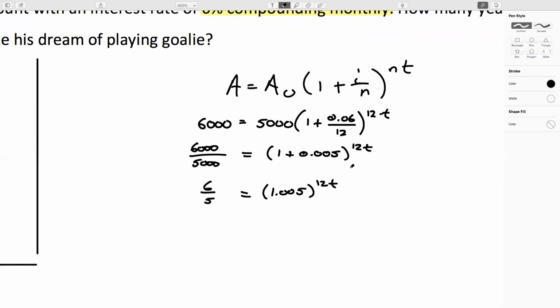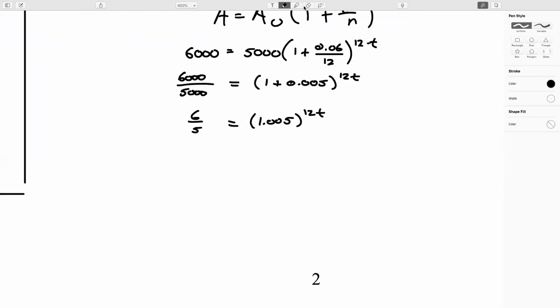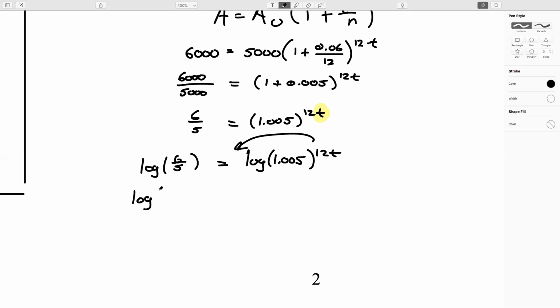And now we're at the point where we can take the log of both sides. We need to get access into our exponent. So take the log of both sides. Log of 6 over 5 equals log of 1.005 to the 12t. We can now remove our exponent using the power rule. So log of 6 over 5 equals 12t times log of 1.005.